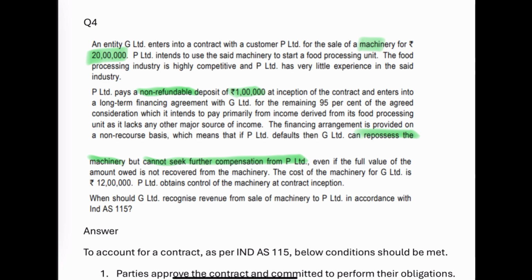Okay. So even if the full value of the amount owed is not recovered from the machinery, whatever the machinery's scrap value is at that point in time is all G Limited can receive. So the cost of the machinery to G Limited is 12 lakh rupees, and P Limited obtains control of the machinery at contract inception. Okay. So now when should G Limited recognize the revenue? That's the question.